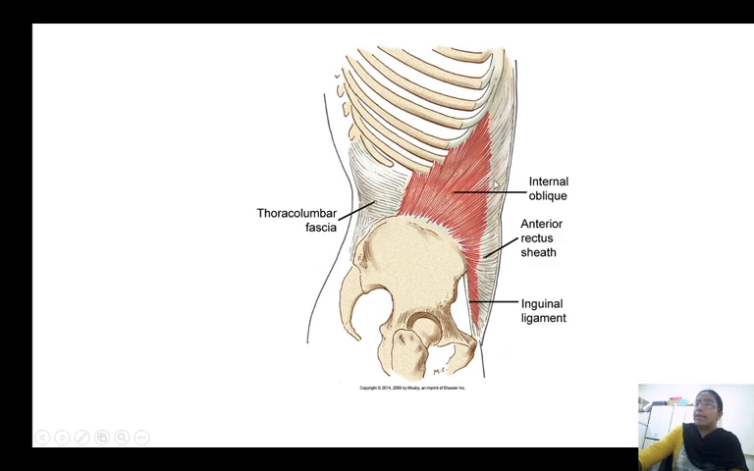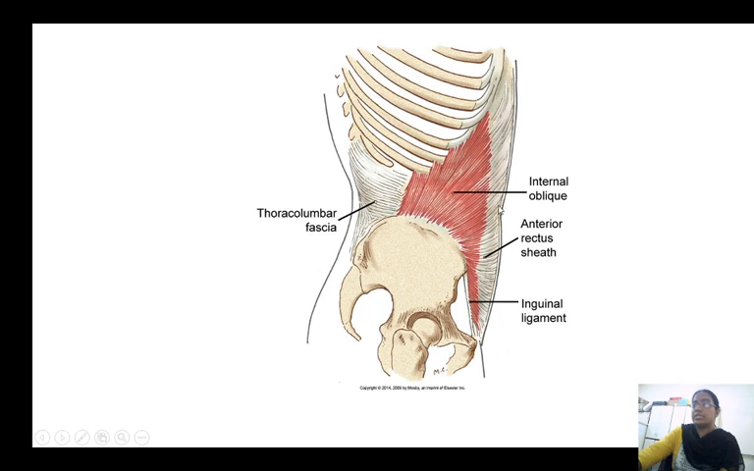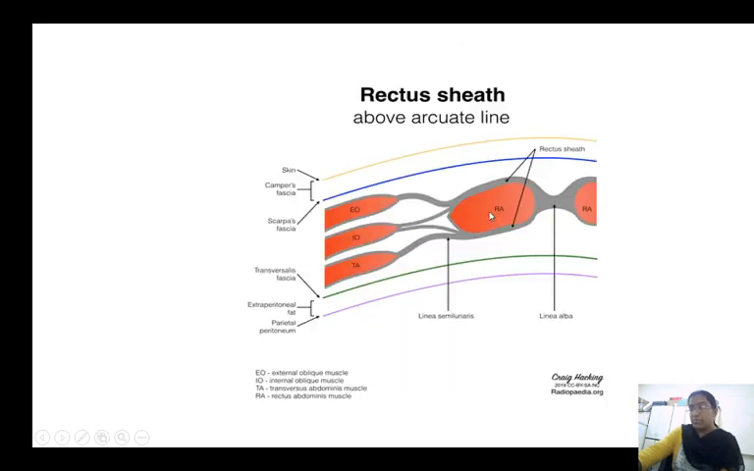So at the lateral border of the rectus abdominis muscle, the internal oblique splits. You can see this is the internal oblique muscle. At the lateral wall of the rectus abdominis, the internal oblique divides into 2 laminae, anterior and posterior laminae, which form the rectus sheath, as the anterior wall and the posterior wall, enclosing the rectus abdominis.